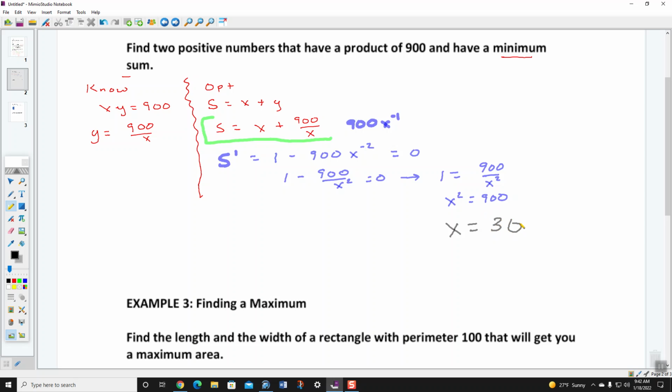What about the y value? How am I going to find the y value? Plug it in. Well, what was y equal to right here? 900 divided by x. So y would equal 900 divided by 30, right? Which again is 30. So what are our solutions here? What 2 numbers that multiply to 900 are going to have the smallest sum? 30 and 30.